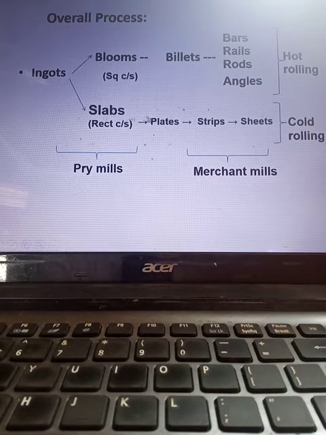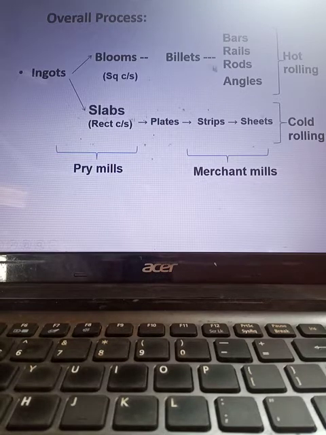So here we have the slabs converted into plates, strips, sheets, different forms, which again are used in different applications. This whole path is not hot, it's a cold path. That's why this rolling is referred to as cold rolling. So in the overall process, we have hot rolling and cold rolling. Steel mills can be of two types: hot rolling steel mill and cold rolling steel mill.